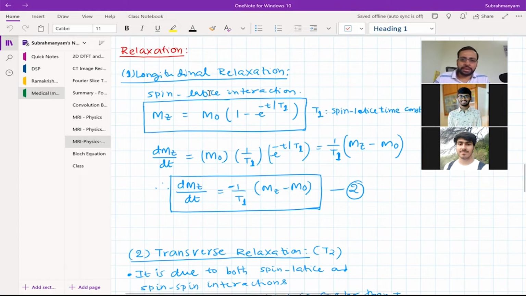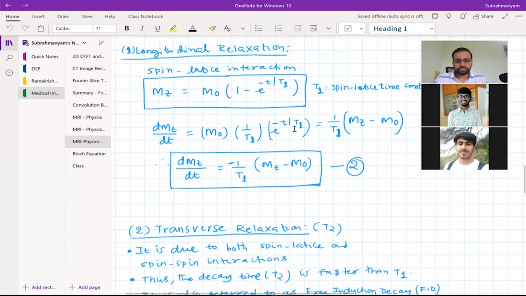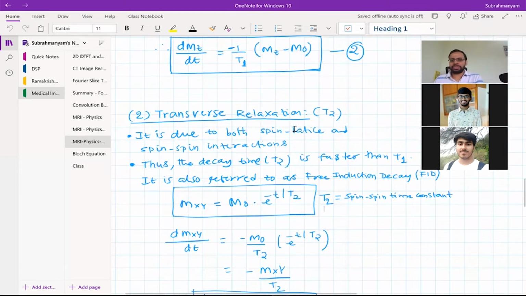I'm fine as long as this equation makes sense to you, that this comes back and T1 is the time constant given there. Is it fine? And this T1 is referred to as the spin lattice time constant. Okay, so the second one now.